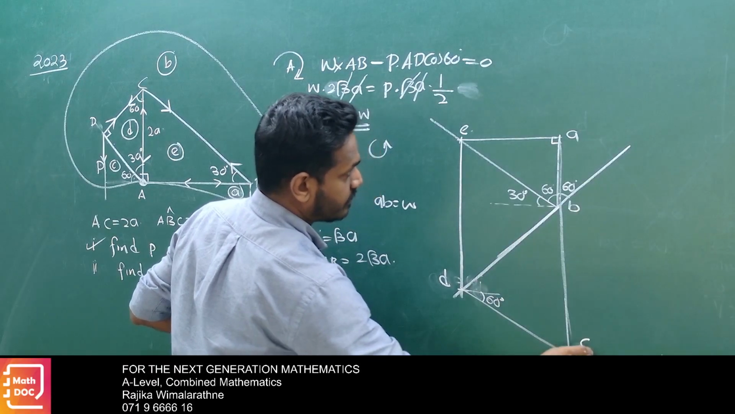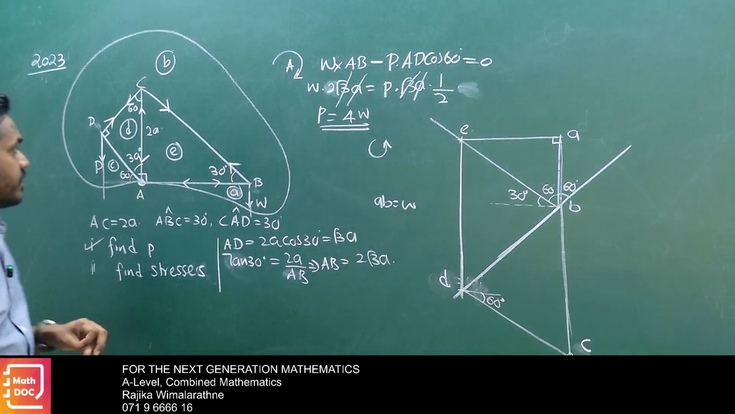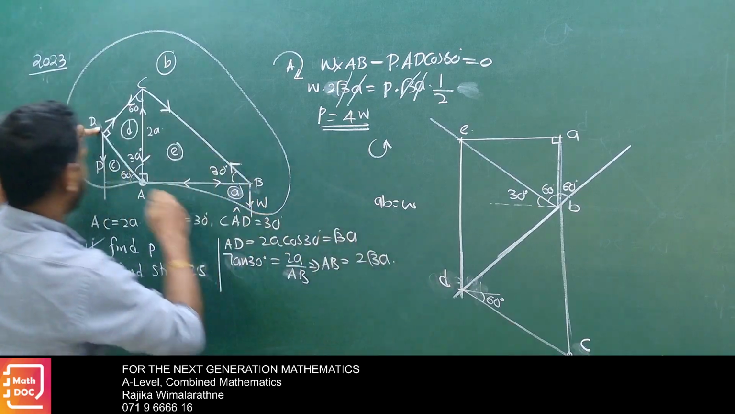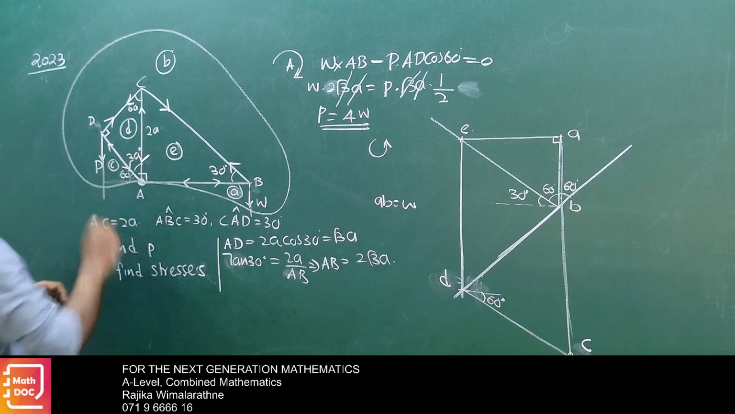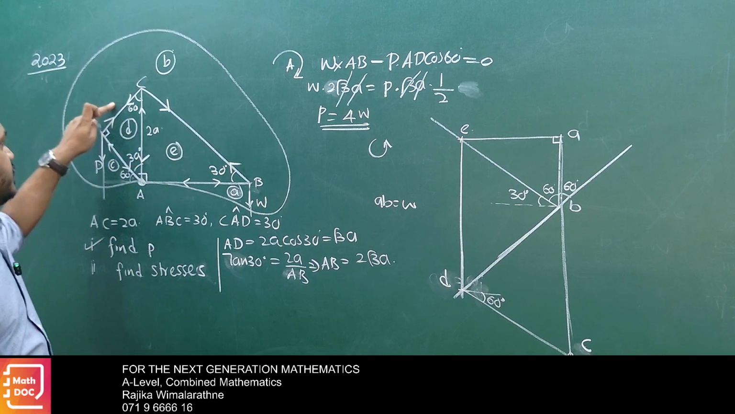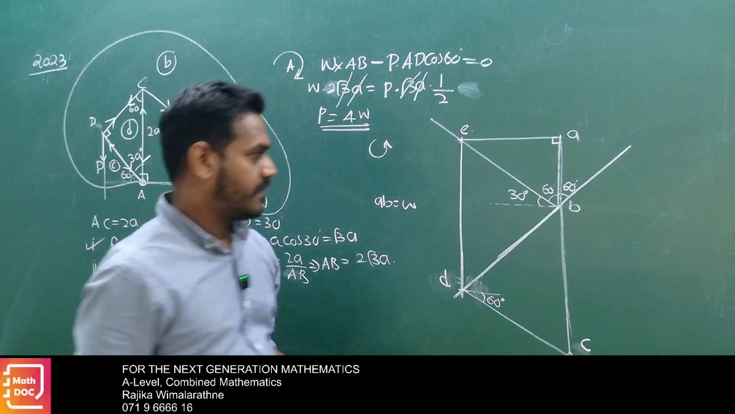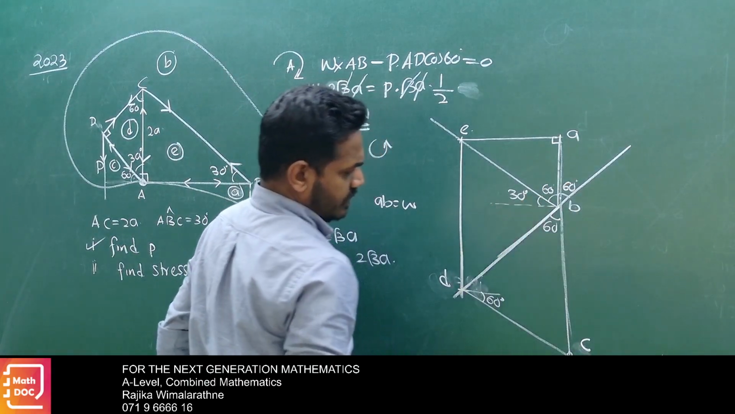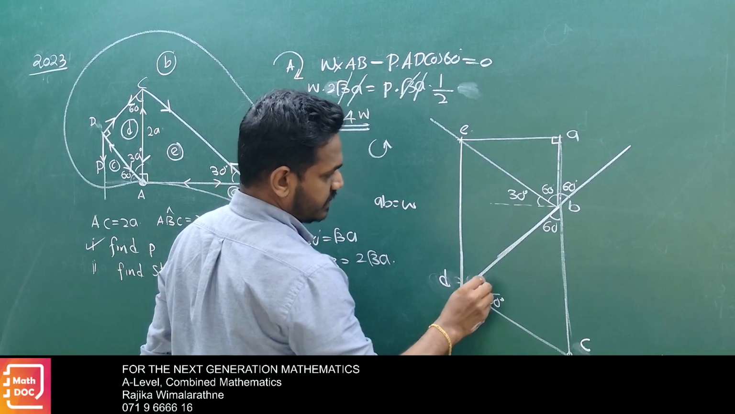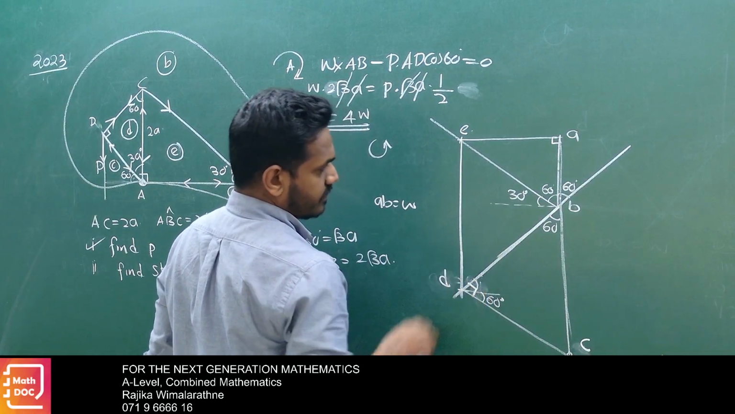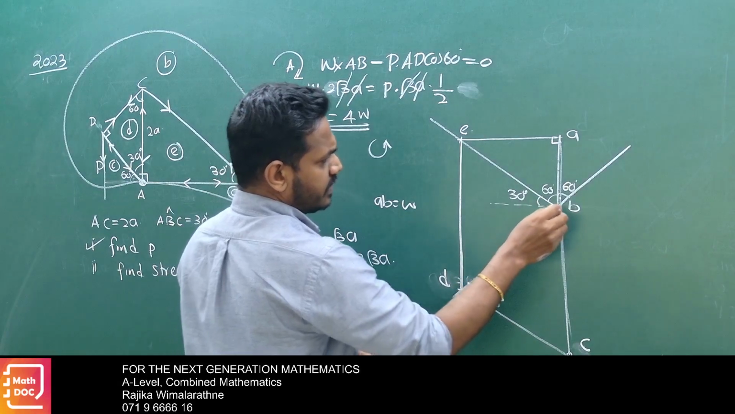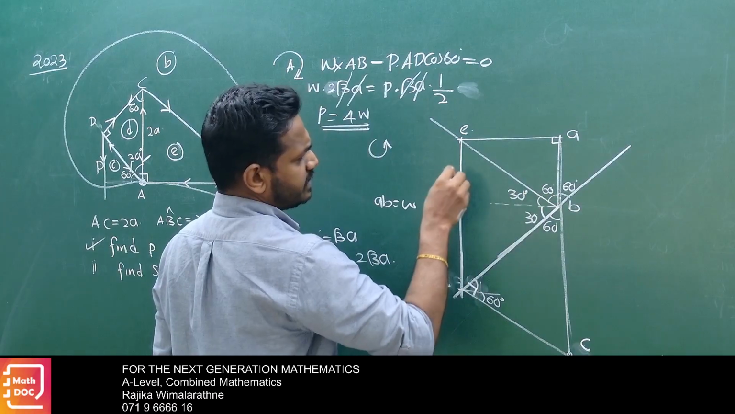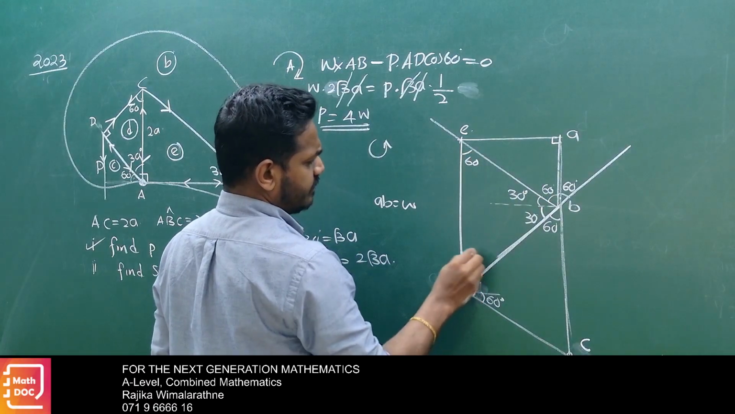Then mark CD here this way. Now tension, thrust, thrust, tension, thrust. Then here to the vertical 60. Here 60, 90, no? Here 30, here 60, 30. Now here 60, 60, 60.